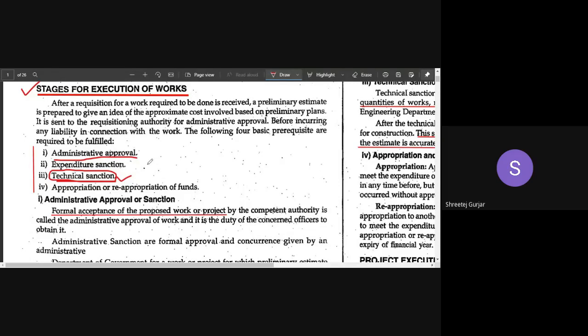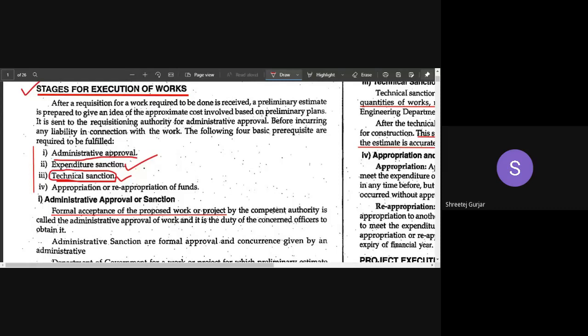And if found proper, if that particular construction is profitable, if we have the budget, if we have the funds, and if all the things are fine, then the financial department will give the expenditure sanction, right? The second one, which you can see here, is given by the financial department or the finance department. It is also called the financial approval. Expenditure sanction or financial approval.